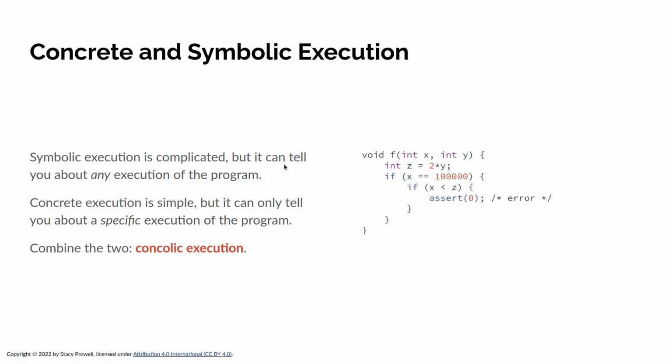So symbolic execution is complicated, but it can tell you about any execution. Concrete execution is simple, but it can only tell you about a specific execution. So wouldn't it be great if we could plug those two together and have both concrete and symbolic execution? And because it's computer science, we'll just combine those words and call it concolic execution. So concolic execution is a portmanteau of symbolic and concrete execution. And what does that look like? Good question. We're going to talk about that next time.